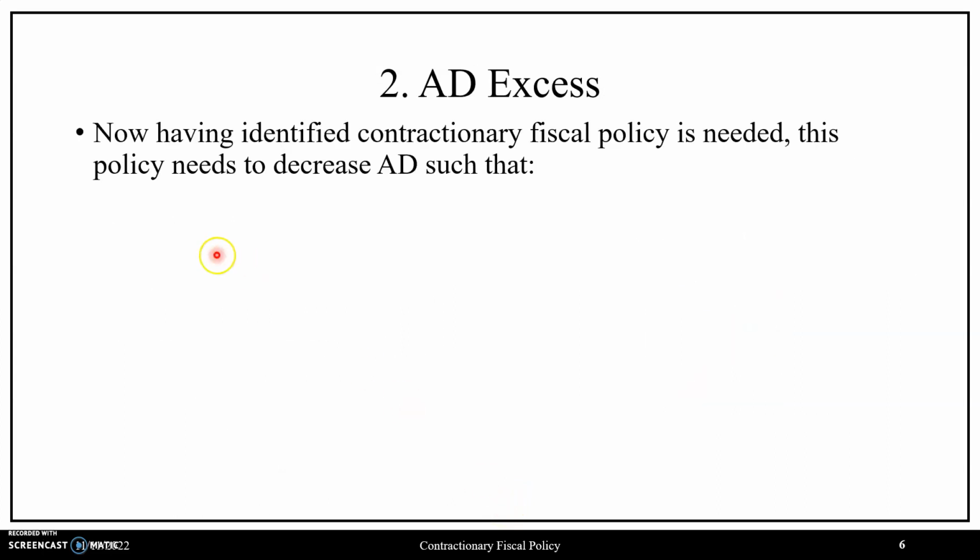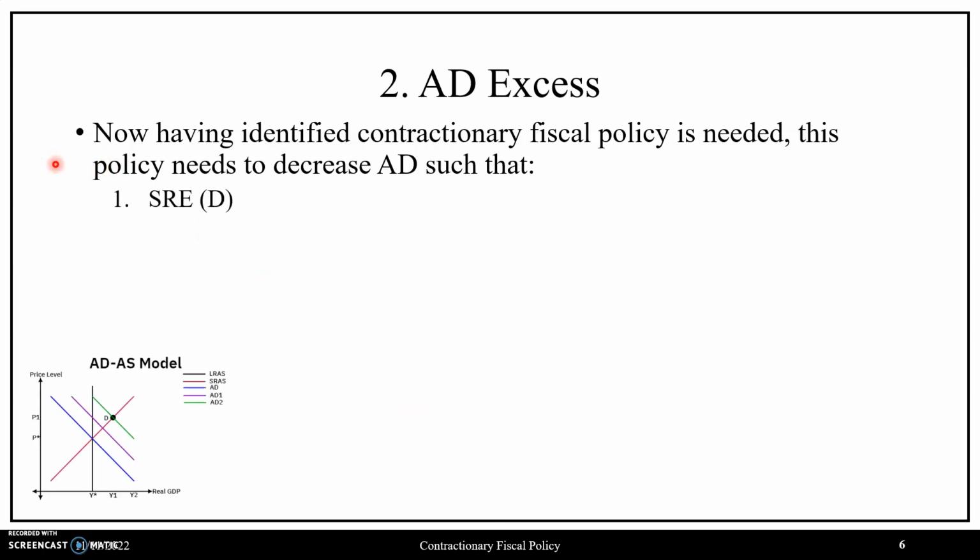Now, having identified that contractionary fiscal policy is needed by the government to return the economy to a long-run equilibrium state, the process that this policy needs to go through is that the economy is in its short-run equilibrium state at point D with the inflationary gap.